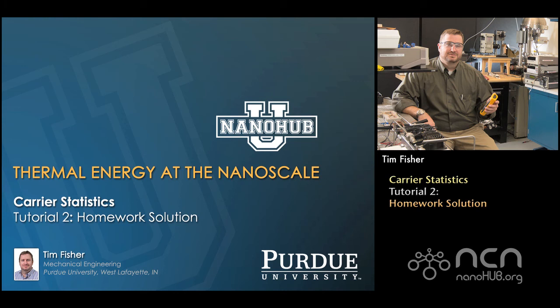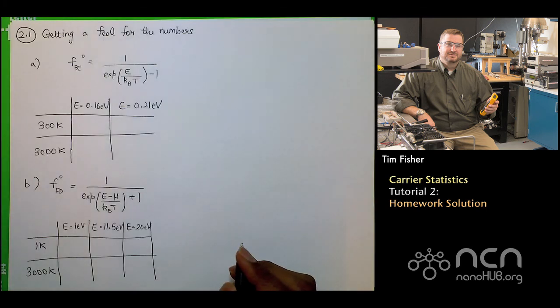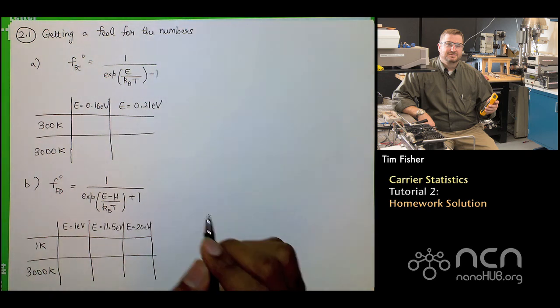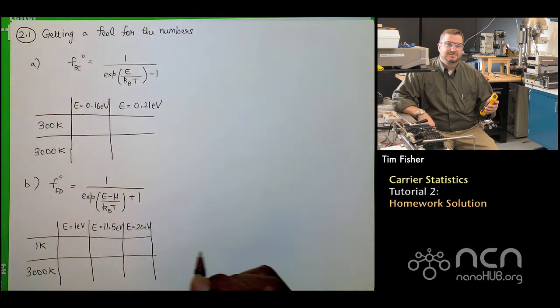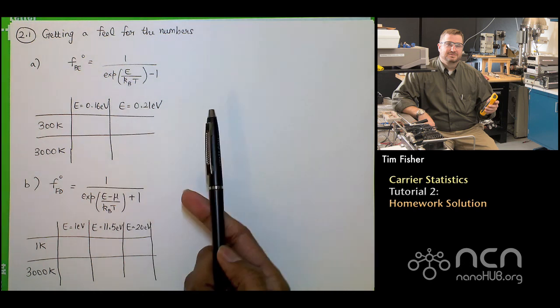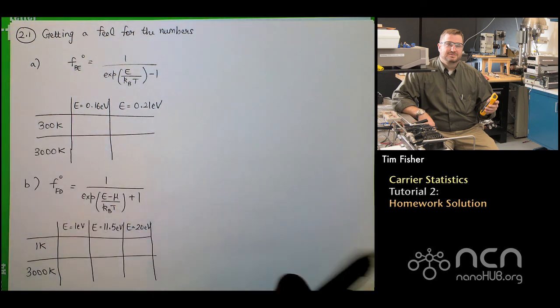nanoHUB-U, online instruction. This is problem number 1 of homework 2. The basic objective in this problem is to get a feeling for how the different distribution functions change with temperature, and also get an idea for how their actual values look like. So in part A of this problem, we are required to calculate the phonon occupation numbers for a couple of different energies and a couple of different temperatures.